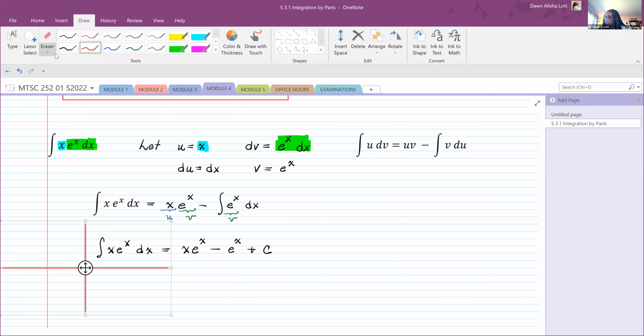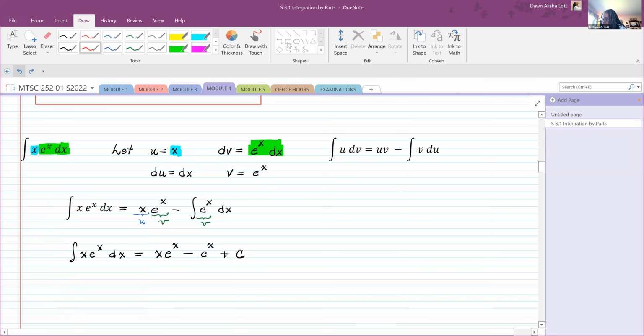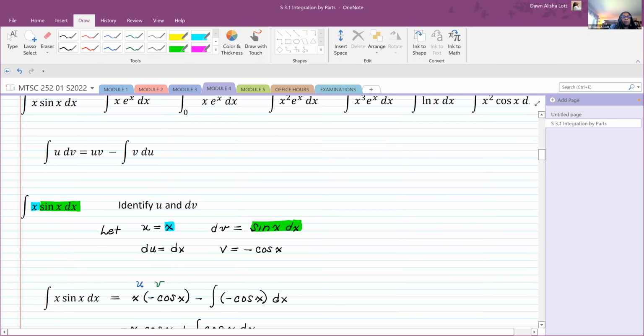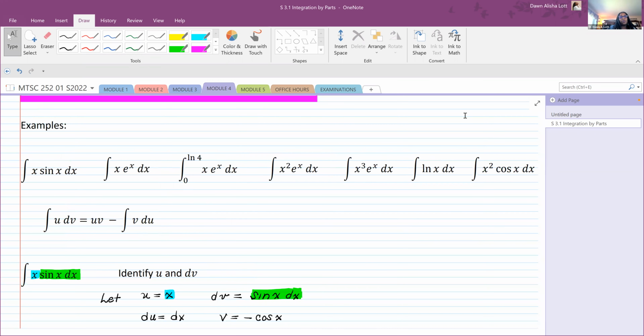Uh-oh, what in the world am I doing? Okay. All right, let's do a definite integral.